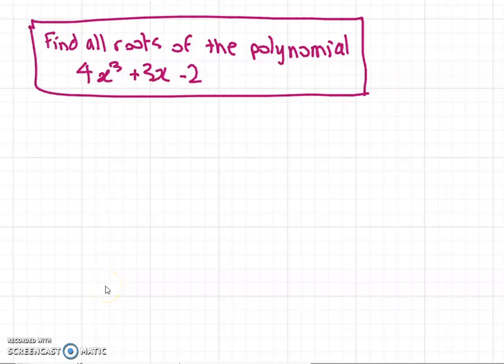Today I'll be finding all the roots of the polynomial 4x cubed plus 3x minus 2. Okay, so the simplest possible roots for this polynomial would be rational numbers or integers. There's a quick test to attempt to find all the rational roots, if any, for a polynomial, and this is the rational root test.